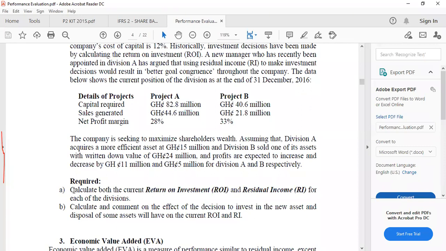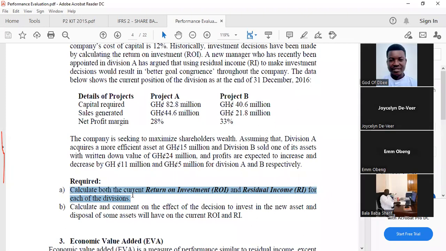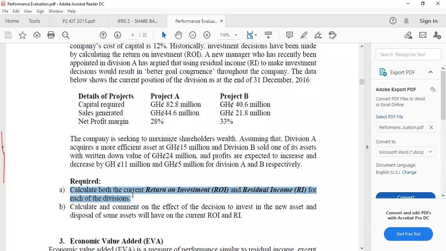Okay. So the first question A over here, they are just asking us to do before. The current is the before. The current now, after assuming they haven't taken the decision, what should have been the return on investment and residual income? All right. What do we need to calculate return on investment? We need profit and what? Capital required or capital invested, isn't it? Yes. Okay. But do we have the profits here in this question? No. But we are given net profit margin, isn't it? Yes.